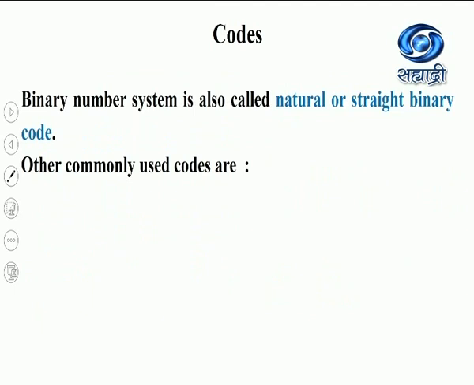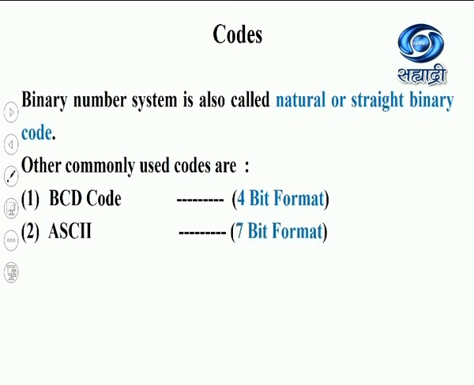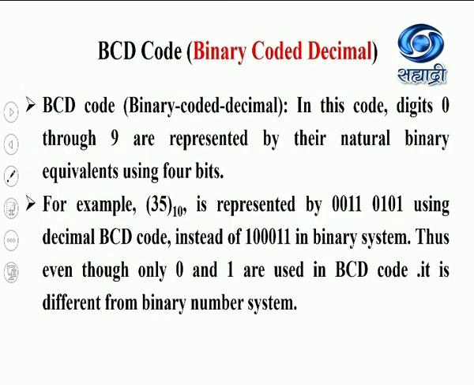The binary number system is also called a natural or straight binary code. Other commonly used codes are the BCD code, which is in 4-bit format, the ASCII code, which is in 7-bit format, and the EBCDIC code, which is in 8-bit format. So let us start with the BCD code, that is binary coded decimal. In this code, digits 0 through 9 are represented by their natural binary equivalents using 4 bits.